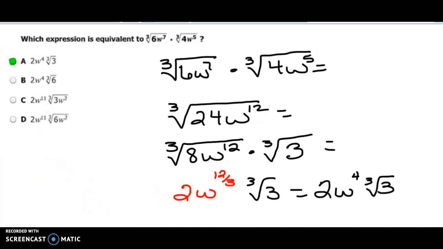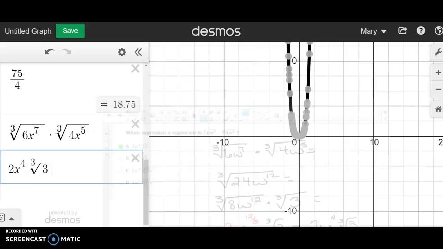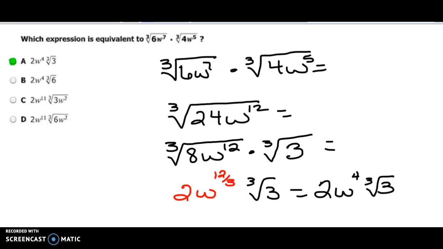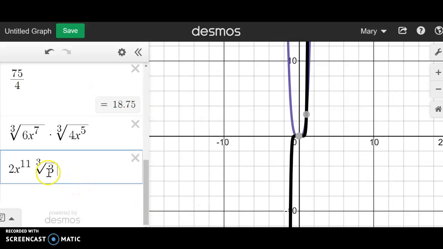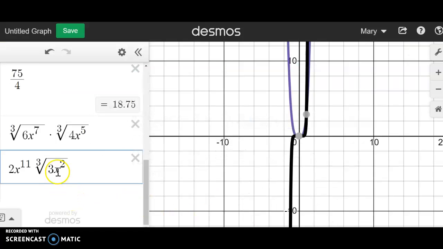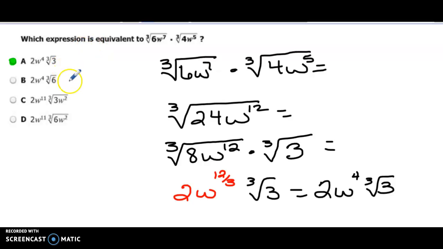If we go back to our other answer choice, w to the 11th. So I'll raise that to the 11th. And the cube root of 3x squared. Well, we know that one doesn't match. Okay? So we can get rid of C. If we put in a 6 here, that doesn't match. So we know that those two don't match. So the only ones that we're really worried about is the first two. So 2x to the 4th times the cube root of 3.